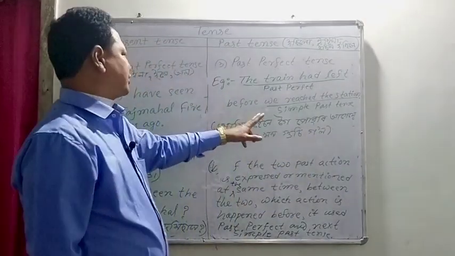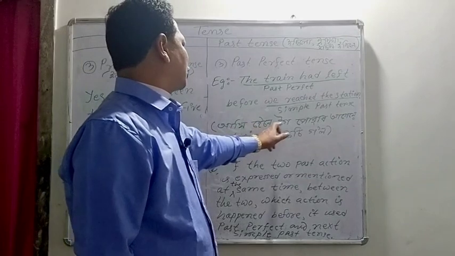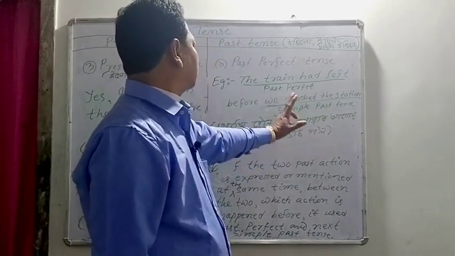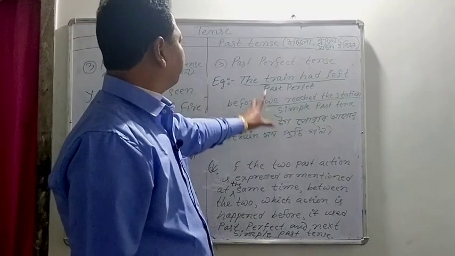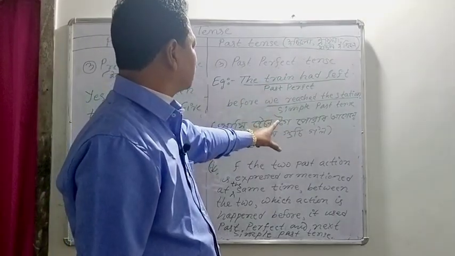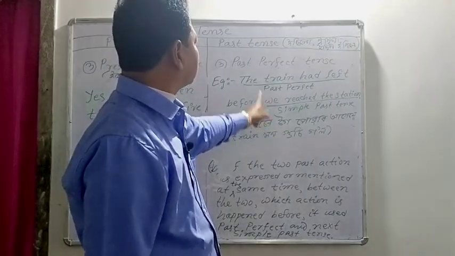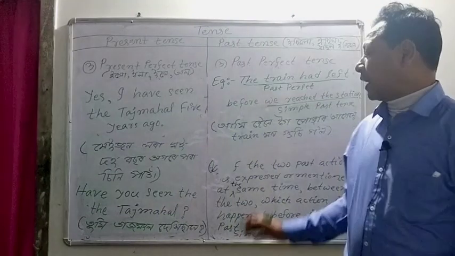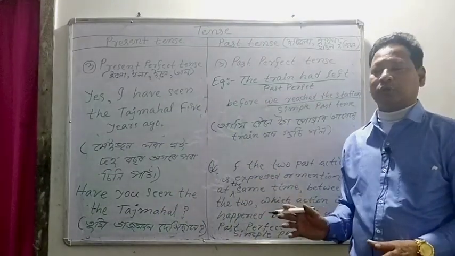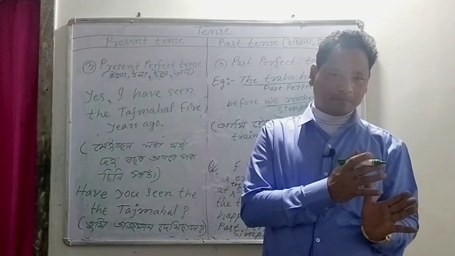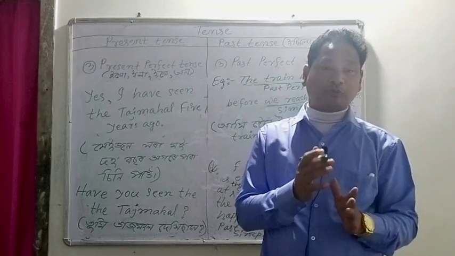Now observe, attention. আমি স্টেশন গৈ পোৱাৰ আগে ট্ৰেইনখন গুচি গ'ল. This means between the two past actions, which one happened before, the more past? The train had left. আমি ষ্টেচন গৈ পোৱাৰ আগে ট্ৰেইনখন গুচি গ'ল. তাৰমানে কি হ'ল? ট্ৰেইনখন গুচি যোৱাটো আগত হ'ল আৰু আমি ষ্টেচন গৈ পোৱাটো পিছত হ'ল.